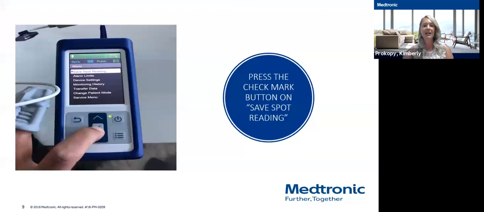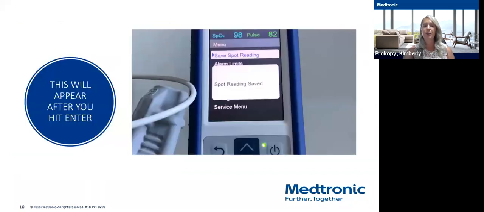So you're going to select that by pressing the check mark. And then when you've saved your spot reading, in that moment in time, in current time, it's going to save your spot reading. You'll get a little alert that says spot reading saved. So it will save the time that you selected it, your SpO2, and your pulse rate.